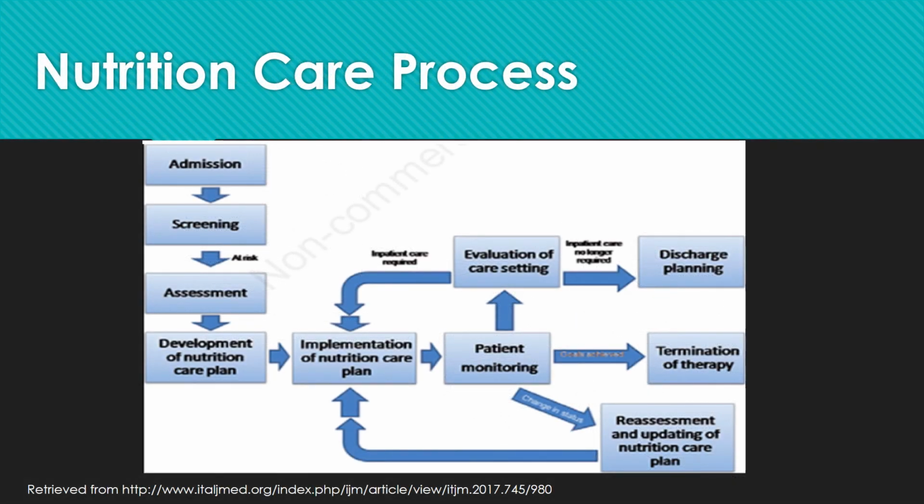Here I have retrieved a nutrition care process. Some of the parts I have already covered during the mind map.